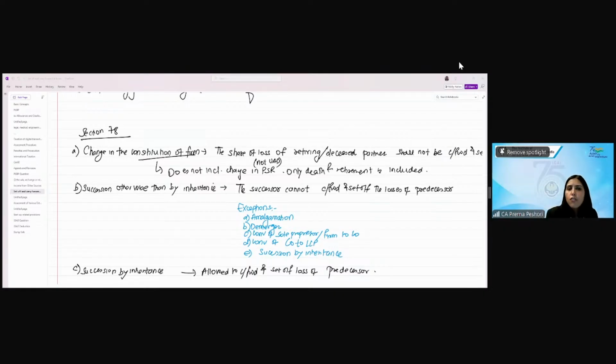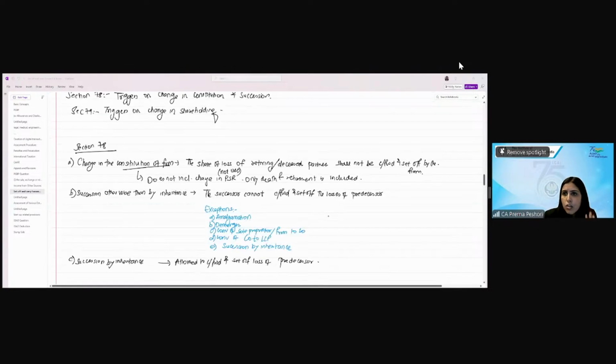they say is that the share of the loss of the retiring or deceased partner shall not be carried forward and set off by the firm. So let's say business loss is 1 lakh. Let's say there is a partner who is outgoing, who is retiring, or deceased, who has died. Let's say he was a 50% partner. 50,000 will not be carried forward by the firm. Change in the profit sharing ratio is not going to impact this. And here they are only talking about the business loss, not the unabsorbed depreciation. Unabsorbed depreciation will not be impacted by Section 78.